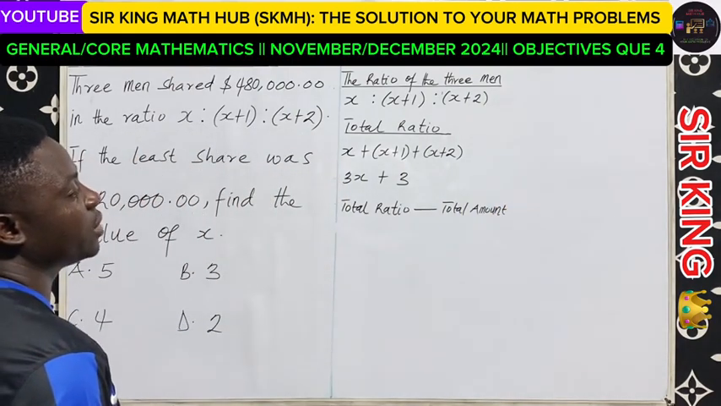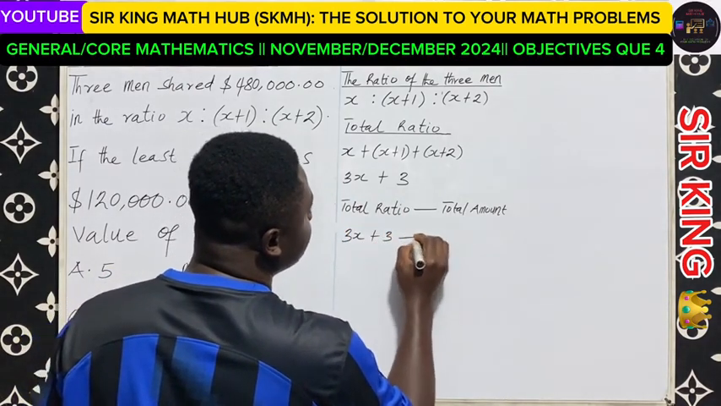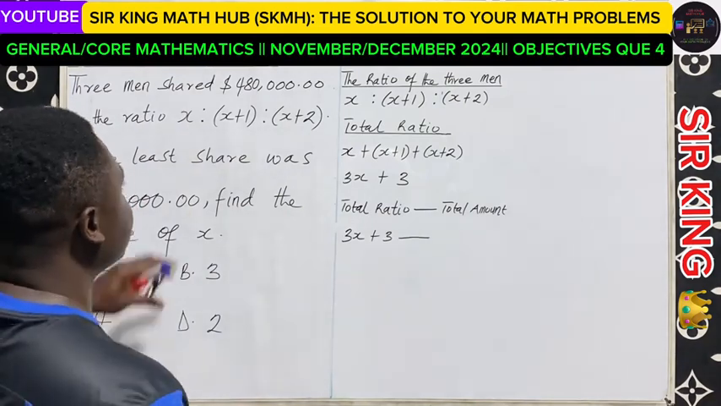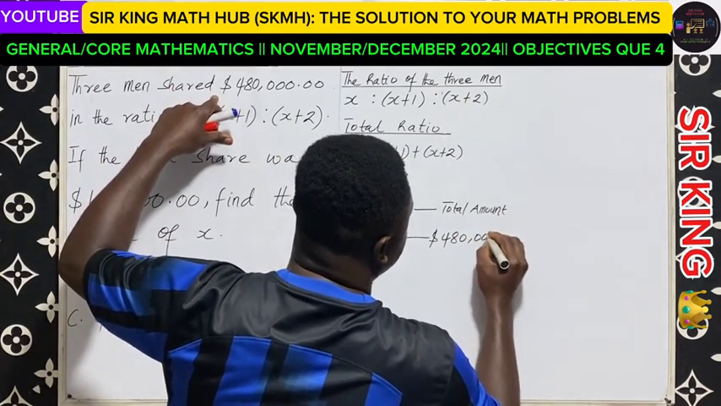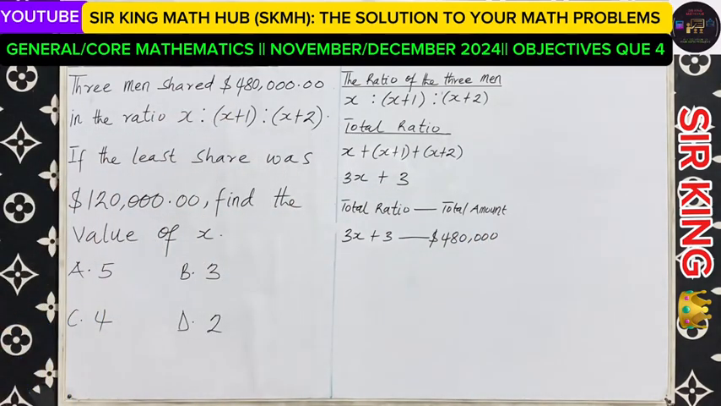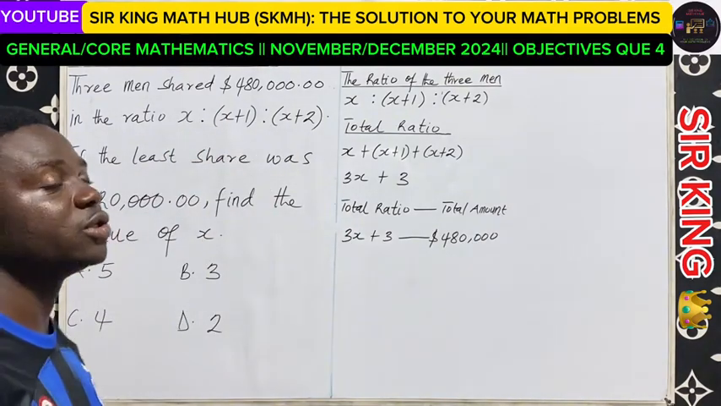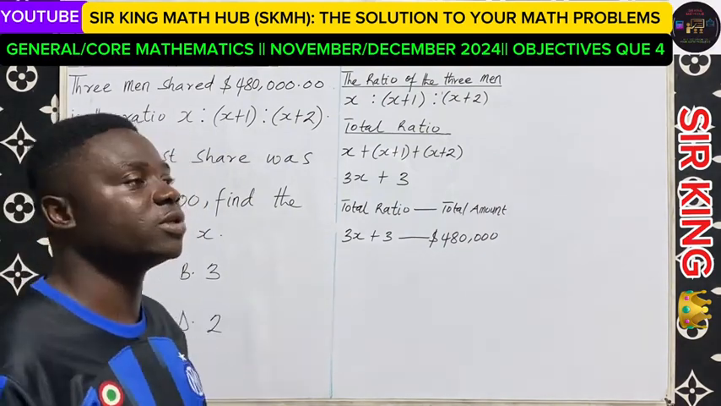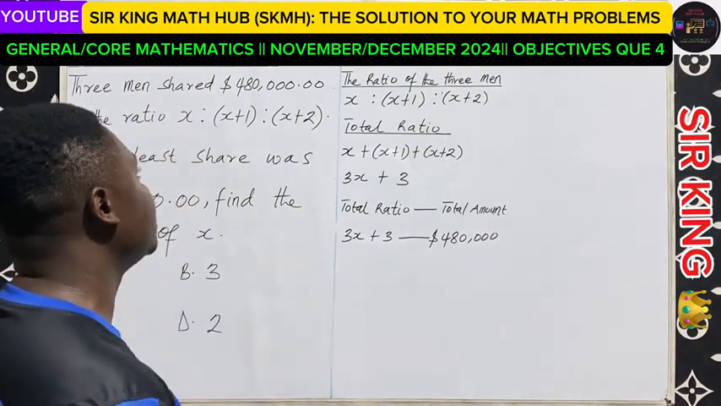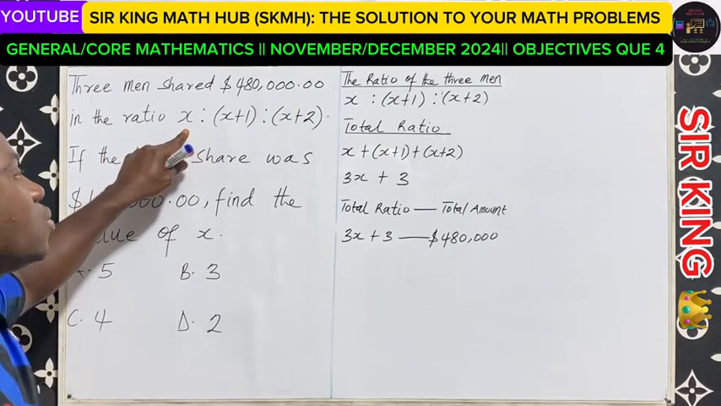So what is the expression for their total ratio? That is 3x plus 3. And this must correspond to the total amount shared, which is $480,000. Now, among these 3 expressions for the ratio, what is the least ratio? Think about it. What is the least ratio among these 3 ratios? The least ratio here is x. Why is x the least ratio?